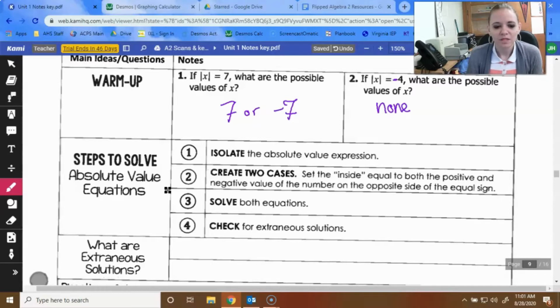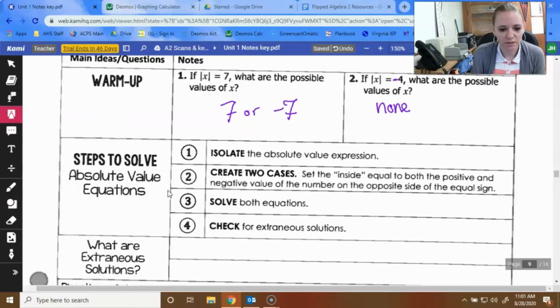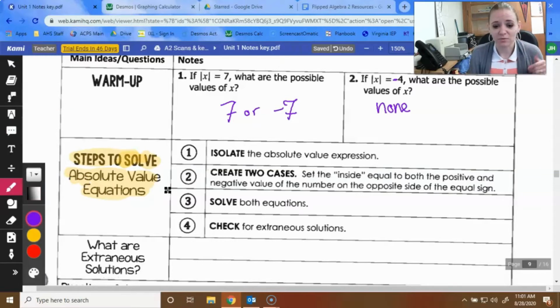Okay. So here are the steps to solve your absolute value equations by hand. This is important to note. It's not like your regular old equations. You can do those without even really thinking about it, but not the absolute value ones, okay? There are some steps you have to remember to do these by hand.